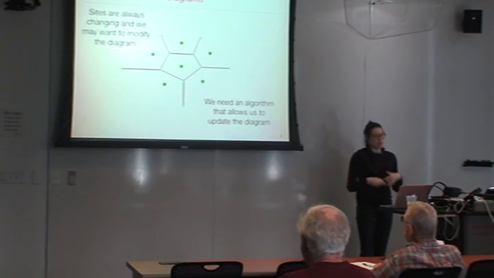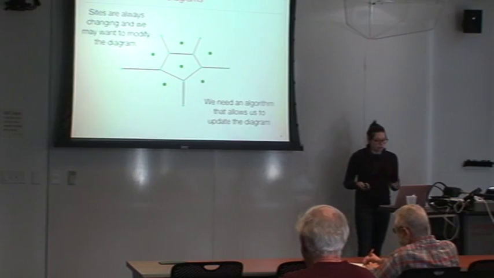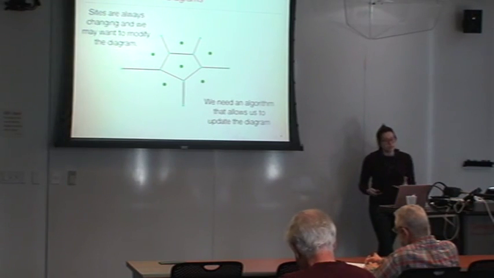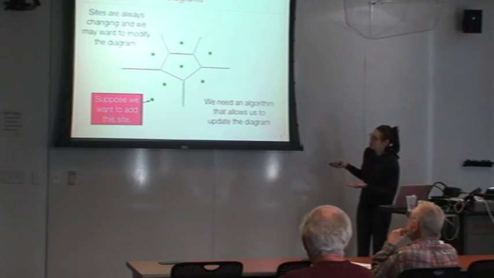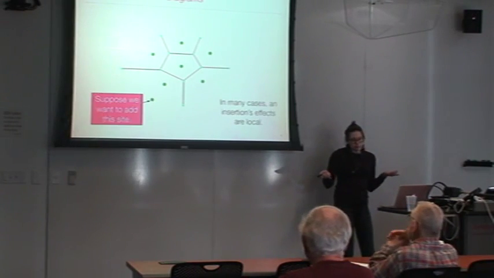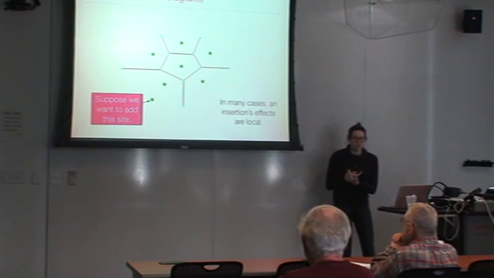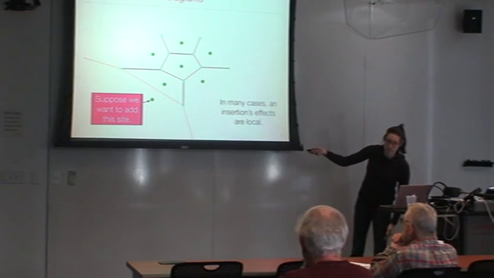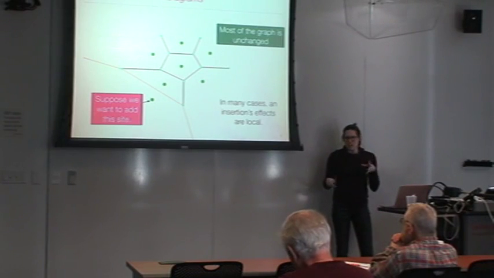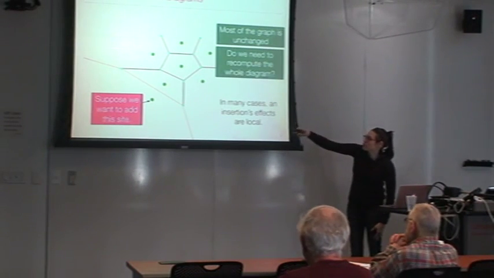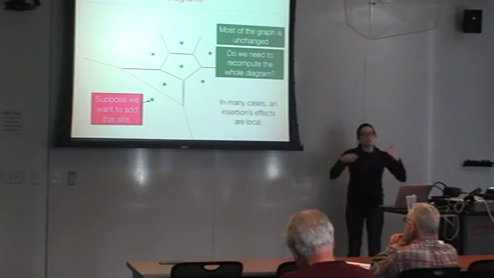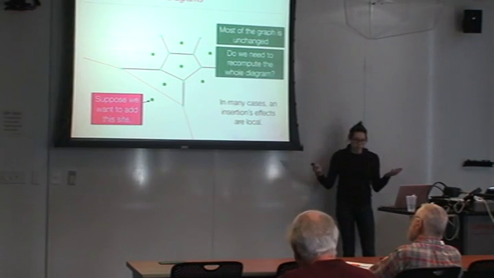So the idea is that now we want to have an incremental structure. Sites are always changing, and you may want to modify the diagram, so you want an algorithm that allows us to make updates to this diagram. For example, say we want to add this site here. In many cases, the effects of the insertion are pretty local. For example, here we would just add these edges, and most of the graph is not changed. The question is, do we really need to update the entire diagram just to implement those few changes in the lower left? It doesn't really make sense to sweep the entire plane again and recompute the entire graph.